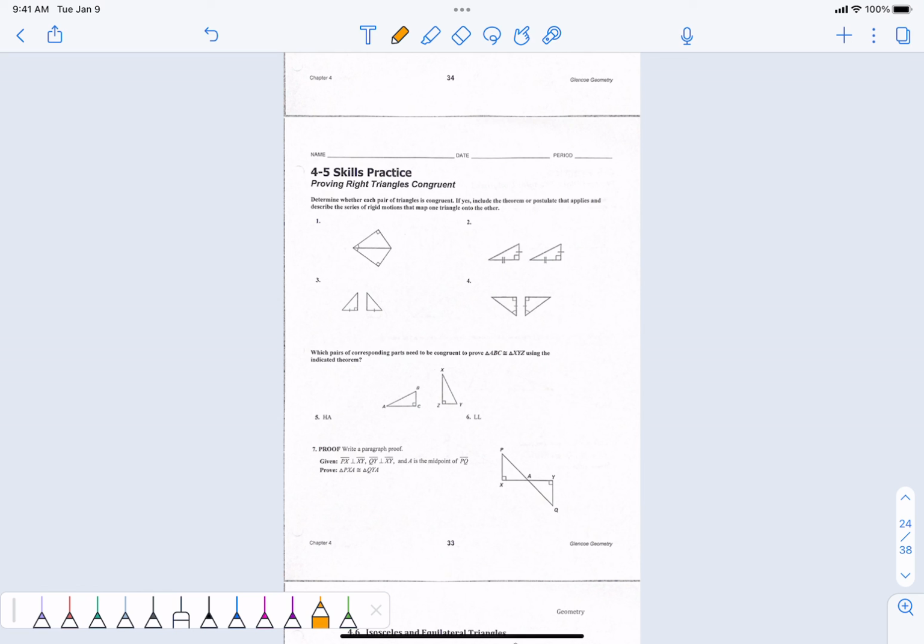Kyle's saying do all. Make them do all. How about I cut you some slack? You don't have to do 7. I'll skip the proof. Okay, you only have 1 proof for tomorrow. Okay, that good? All right, there you go.